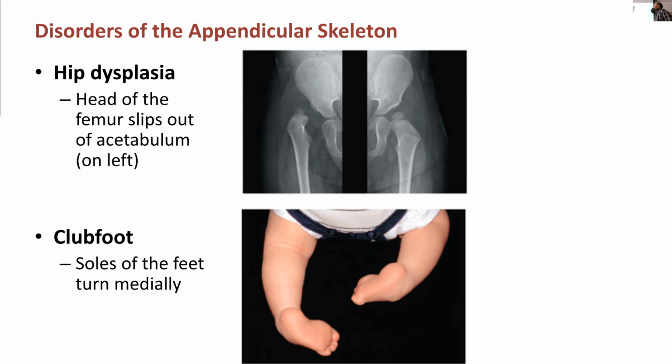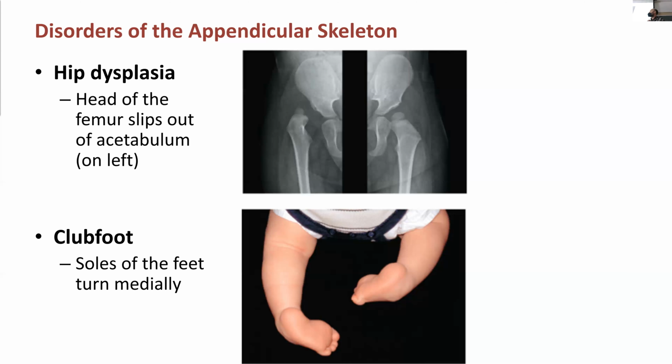We also have something called clubfoot. This is when your legs are structured such that the soles of the feet are kind of turned in medially. And this can be corrected early in development with corrective braces or possibly with surgery as well. Of course, when you're a baby, this isn't really going to do too much to hinder you. But as you develop and as you begin to walk, it can obviously impair that.